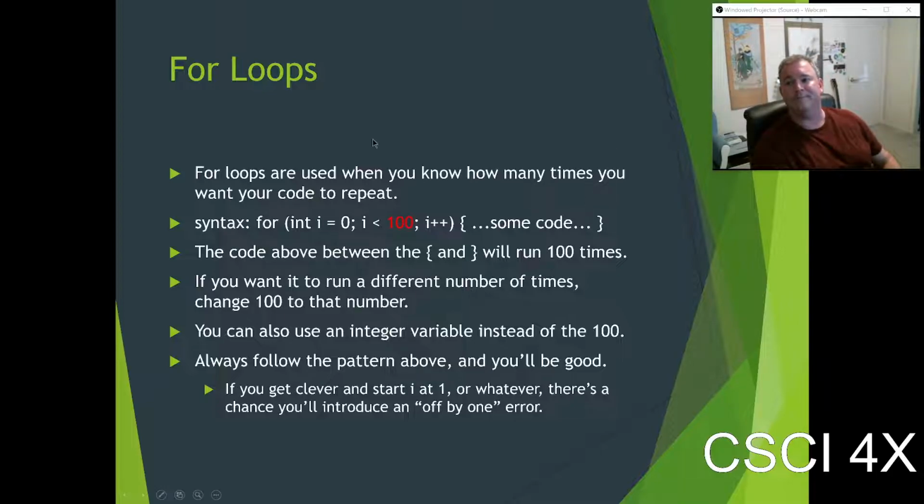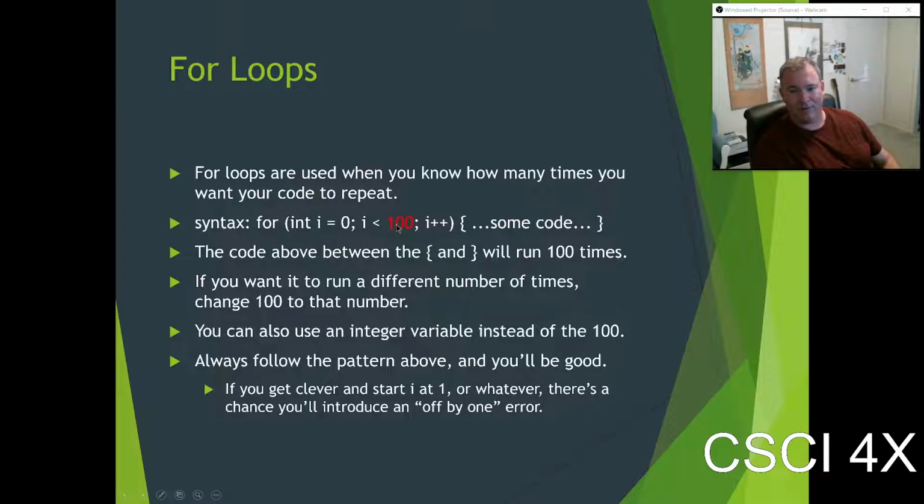So how do you write a for loop? You say the word for, then open parentheses, int i equals 0, semicolon, i is less than blah, semicolon, i plus plus, close parentheses, and then a code block. And what this code means, this code right here, it means run whatever code is between these curly braces 100 times.